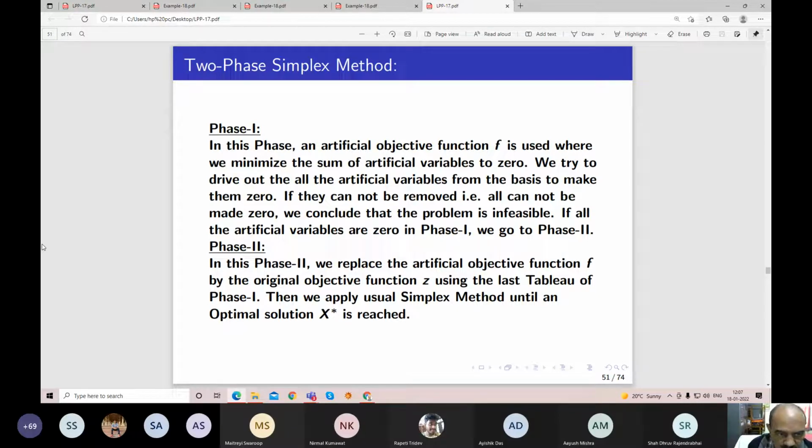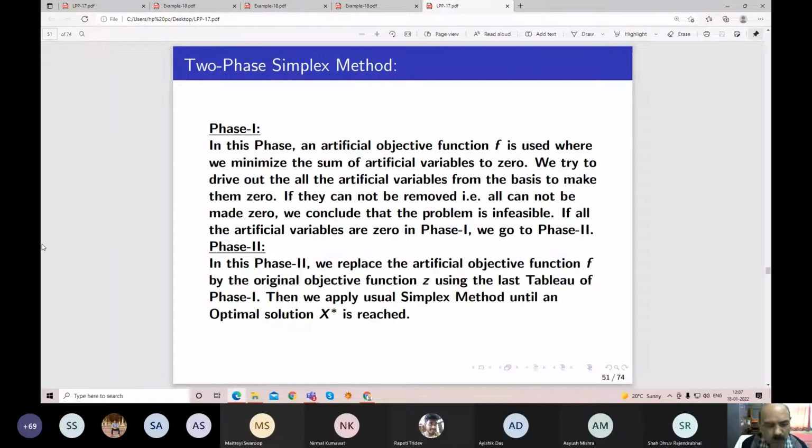So the two-phase simplex method has come into the picture now. Now we would like to discuss what is called the two-phase simplex method. What is called the two-phase simplex method? See, whenever there is an artificial variable, we use the big M method to solve that linear programming problem. So in case of the big M method, as you know, we know how to solve the problem.